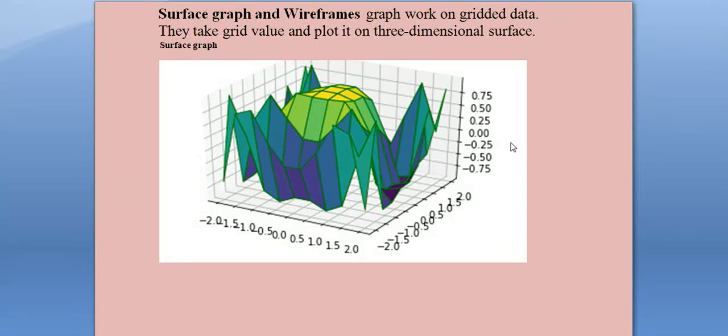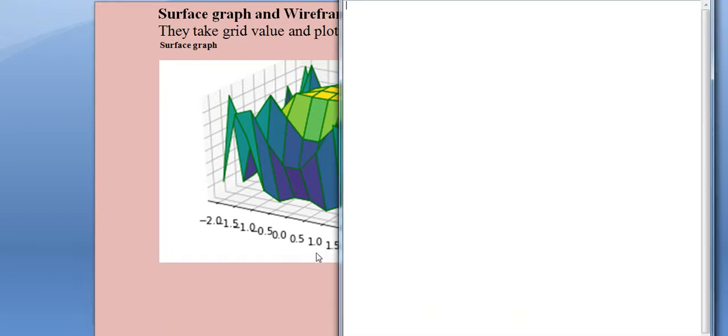Again, I'll show you today how to create a 3D graph, surface graph and wireframe in Python. Surface graph and wireframe graph work on gridded data. They take grid values and plot them on a 3D surface. So this is the type of 3D graph we are making in Python. We are starting over here.